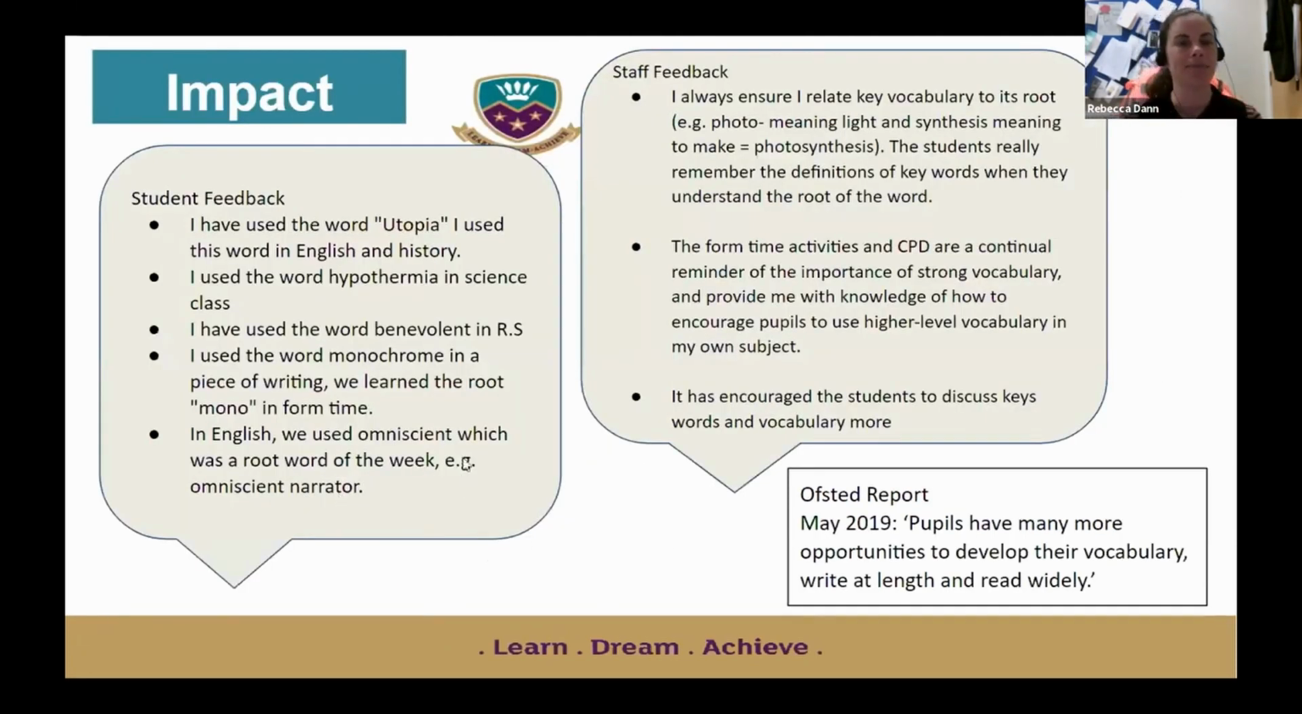So the impact has been that student feedback has been that students can talk about the new words they've learned, the new words that they've been able to use in different subject areas. So examples here: I've used the word utopia in English and history, hypothermia in science, benevolent in RS. Staff feedback was really positive. So staff, for example, saying, I always ensure I relate key vocabulary to its root, for example, in photosynthesis. The students really remember the definitions of keywords when they understand the root of the word.